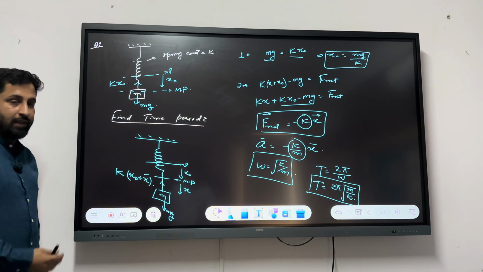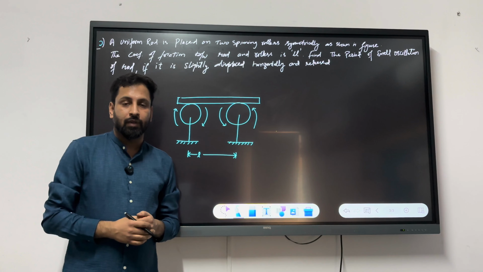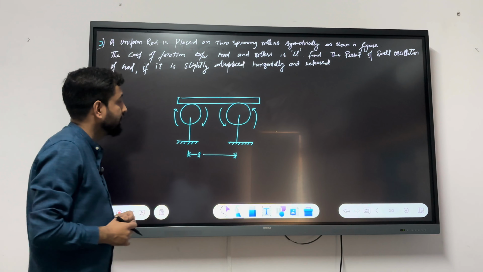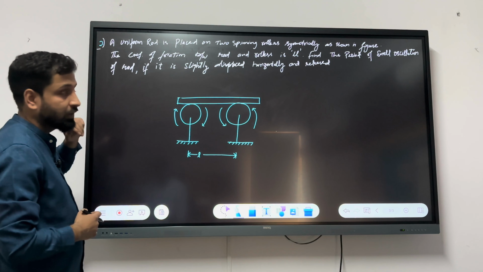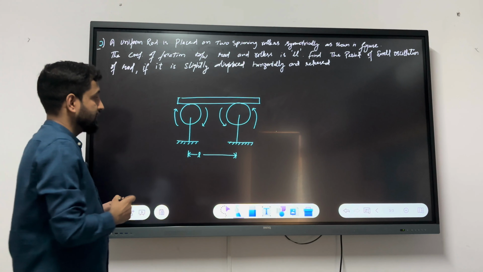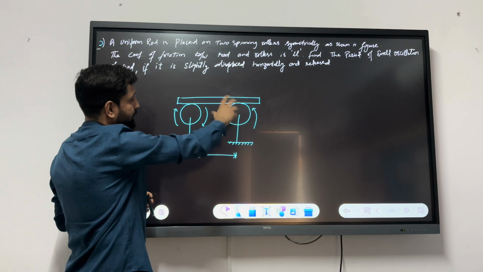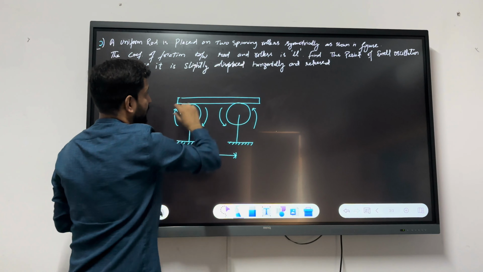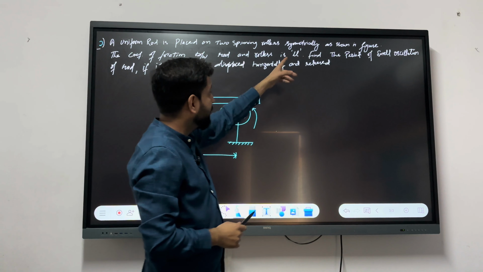Okay. Now the second illustration. The question is written on the board. A uniform rod is placed on two spinning rollers. There are two rollers actually. They are spinning and the rod is on them as shown in the figure.